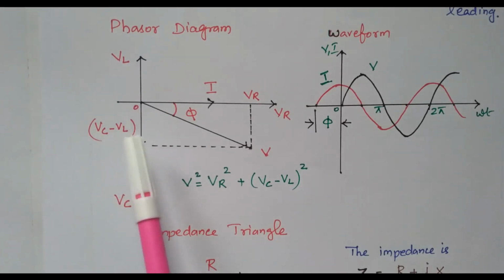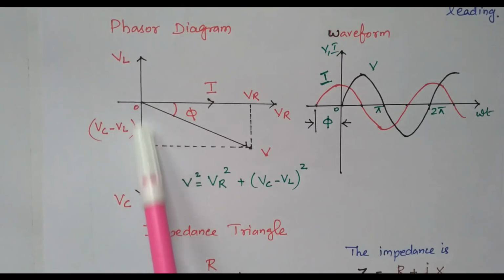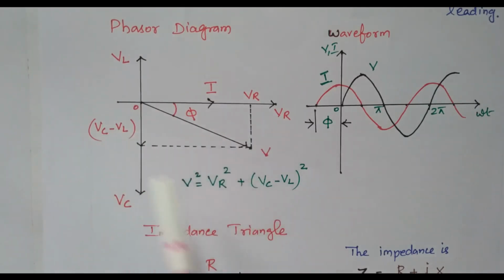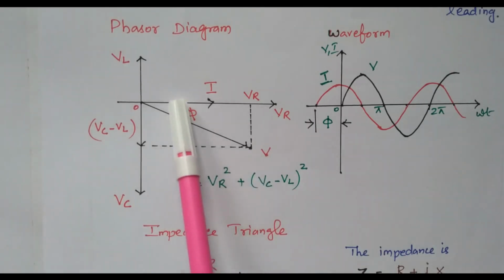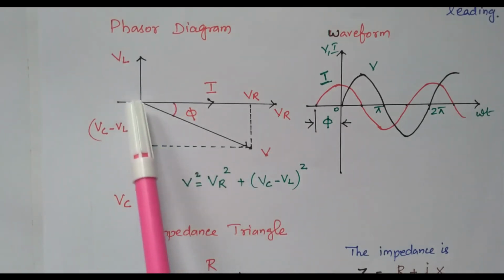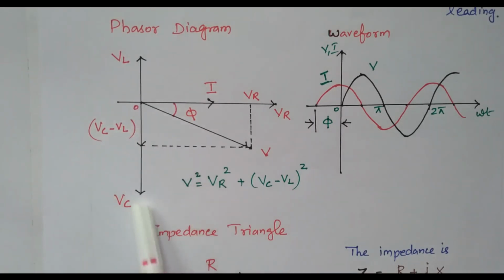Because current is leading but the voltage is lagging here. Voltage lags, current leads. So that it is drawn in the downward direction. So the vector sum of these two, VR square plus (VC minus VL) square, is nothing but the total voltage V. So the angle is also negative. The resultant voltage is also available in the negative direction, because in a capacitive circuit the current is leading but the voltage is lagging. So this is the resultant voltage.